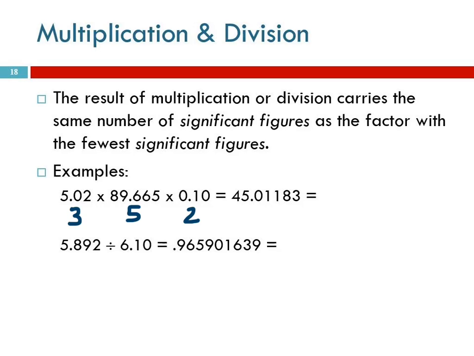Here's the hard part. Which number is smaller, 3, 5, or 2? 2. Like, wow, that wasn't hard. 2. That's the number of significant figures we should have in our answer. So here we've got the 4 and the 5. That's 2 significant figures. We need to round it off to the nearest 1.